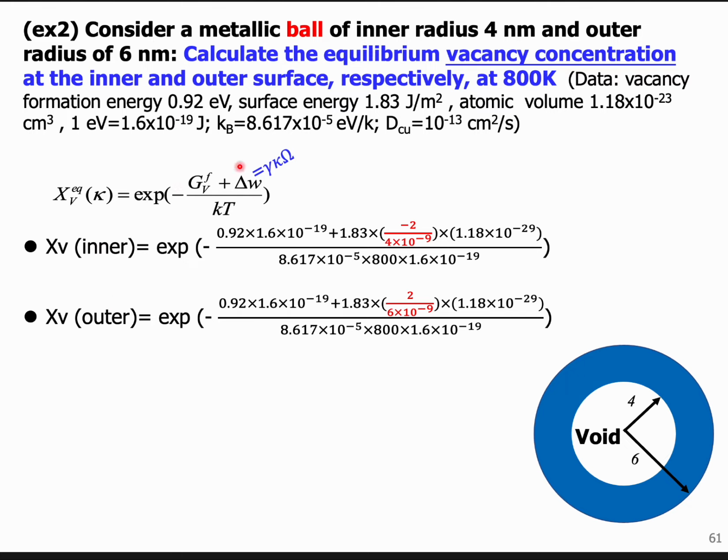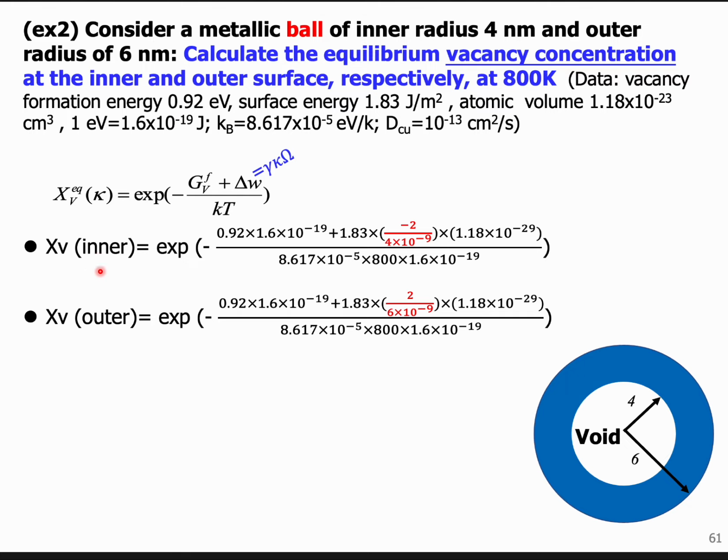The vacancy formation energy will be 0.92 eV, where 1 eV is 1.6 times 10 to the minus 18 joule. And the extra term is gamma, kappa, omega. Don't forget the gamma for the inner, you put a negative. And the kappa, for this is a ball, so it's 2 divided by radius, so it will be 4 times 10 to the minus 9. For the outer surface, the kappa will be positive, and also 2 divided by radius. And for the rest, just put all the information inside here.